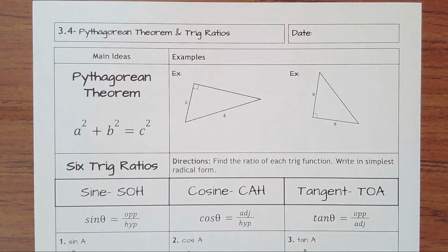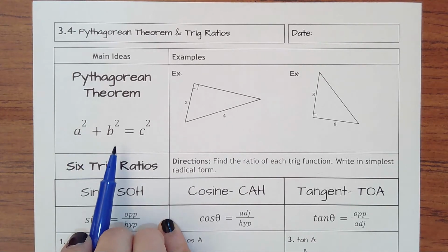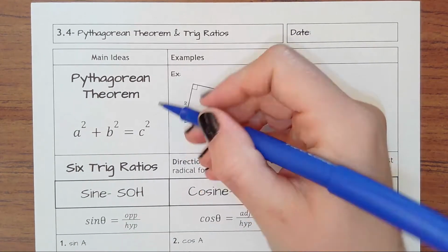Lesson 3.4, Pythagorean Theorem and Trig ratios. We should know the Pythagorean Theorem says a squared plus b squared equals c squared. Or in other words, a and b come from the legs, and then c is always the hypotenuse.